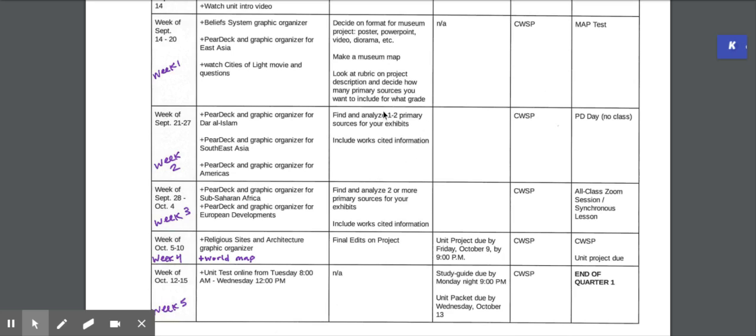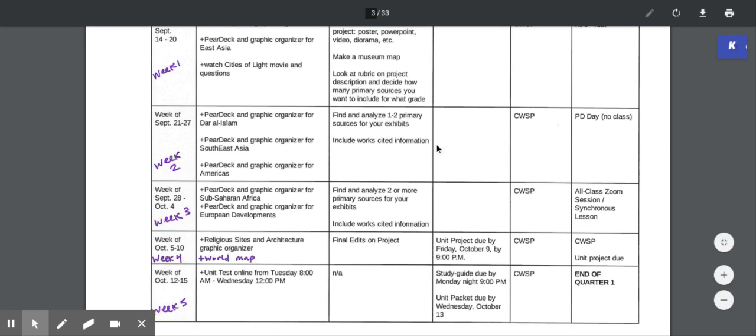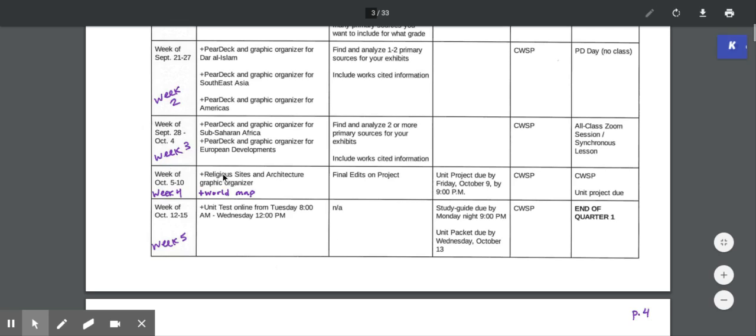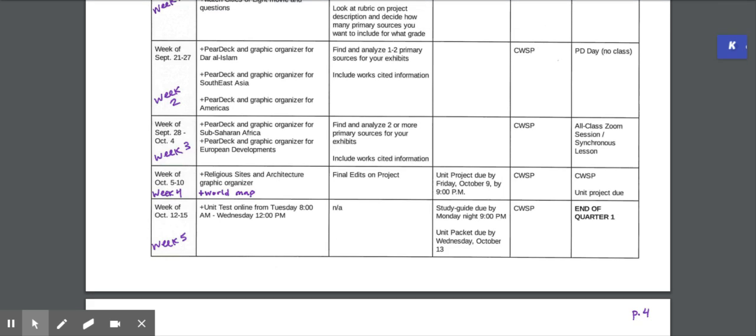This week, you should also continue to work on your project, have 1 to 2 primary sources to analyze, and make sure to include works cited. By week 3, the workload lightens a little bit. You'll again continue to work on your project so that by week 4, when we have the world map and the religious sites and architecture graphic organizer, you'll have more time to dedicate to finishing up your unit project.